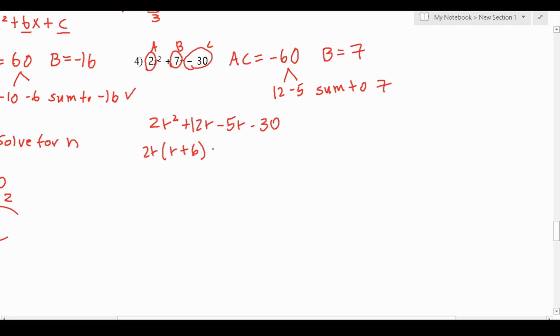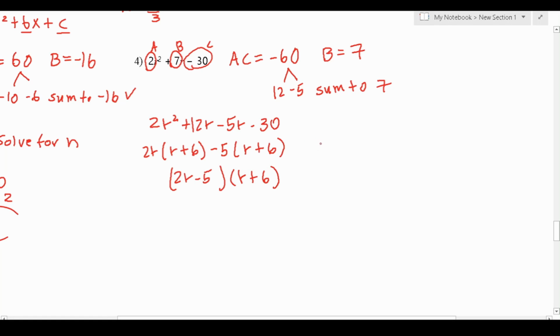And if I factor out a negative 5, and let me rewrite that real quick. My pen's acting up a little bit here. If I factor out a negative 5, you can see that's going to leave me with r plus 6 in the parentheses. And now I just combine 2r and negative 5, and my other factor is going to be r plus 6, so it's going to look like this. 2r minus 5, r plus 6. So if we were told just to factor this, we would be done at this point.